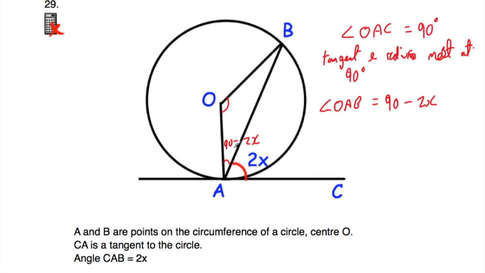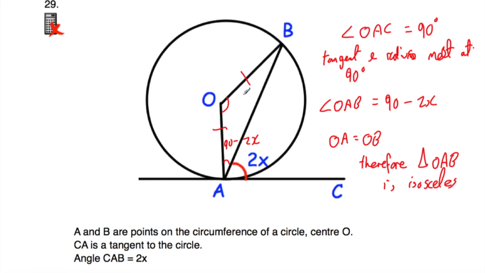Okay, so we've now worked out the size of that angle. Now another thing that I notice is we've got OA and OB. So that means that this is an isosceles triangle. That length is the same as that length. Let's write that down. That OA equals OB because they're both the radius. So therefore, triangle OAB is isosceles.